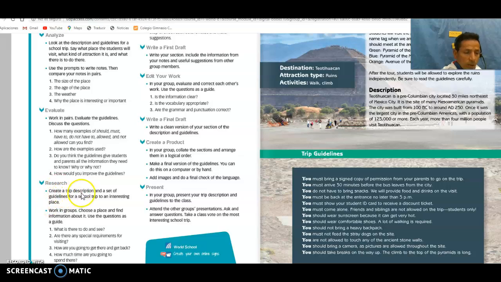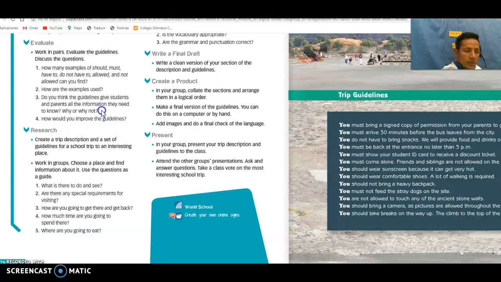Research here, create three descriptions. Okay, here. So what is there? And this is what you need. Notice that it's looking for a place that you are interested to go or to visit, and what is there, and what is there to do and see. So the place that we're going to visit.